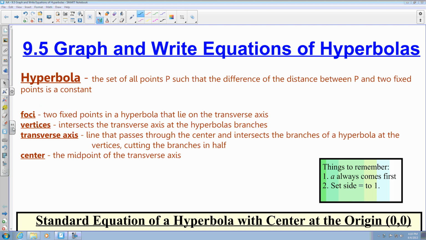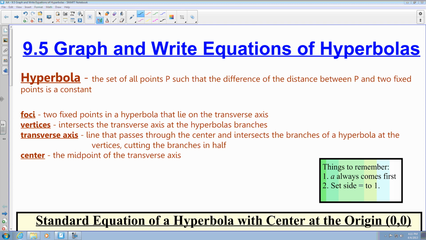Okay, we're in section 9.5, where we are going to be able to graph and write equations of hyperbolas. This is the last of the four conic sections that we are going to be working with, and it has some similarities to our equations for ellipses, but the one big difference is that instead of adding the equations together, we're going to do subtraction.